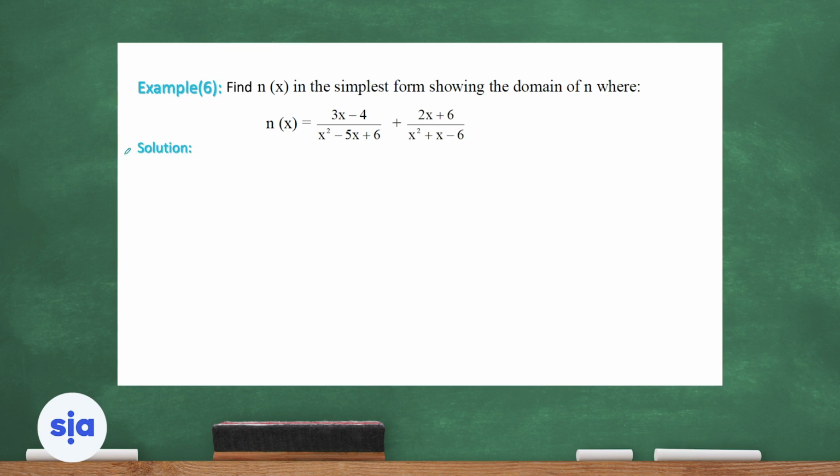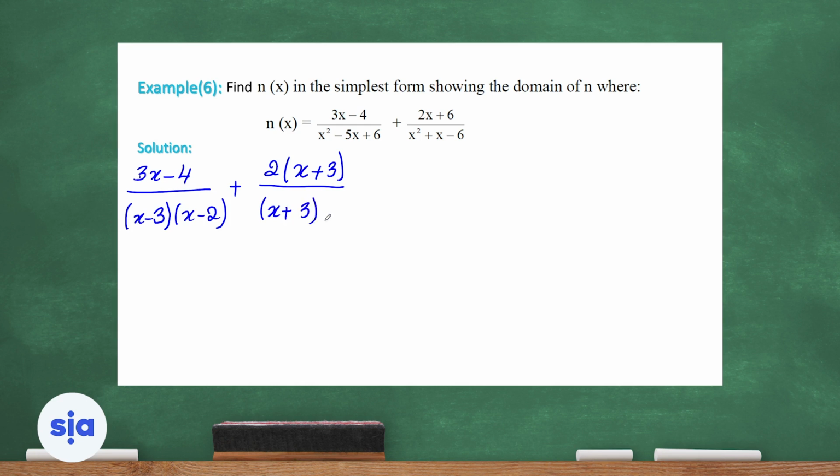First of all, check for simplifying each fraction. So the first one as it is, the numerator we cannot factor more. The denominator we can make as x minus 3 times x minus 2 plus, yes, excellent. This numerator we can take 2 as a common factor, and in the second denominator we can factor it as x plus 3 times x minus 2.